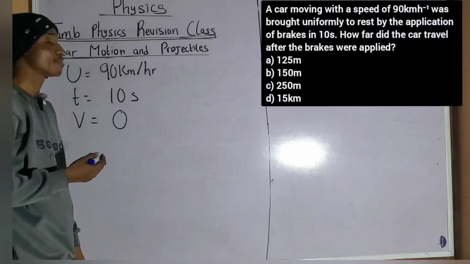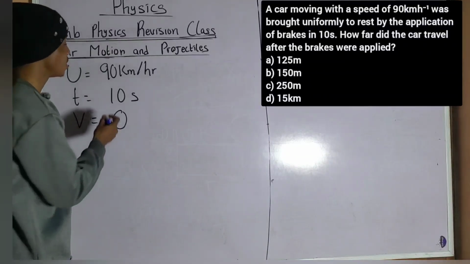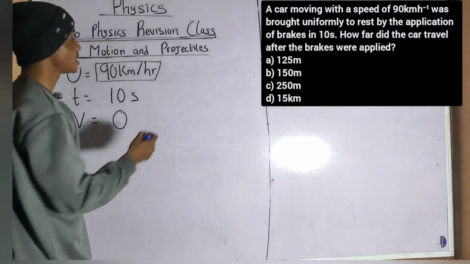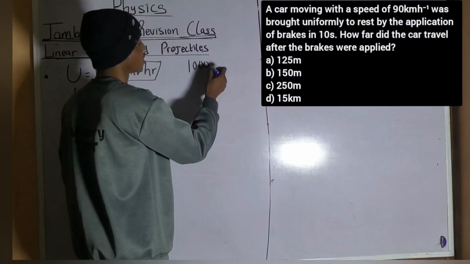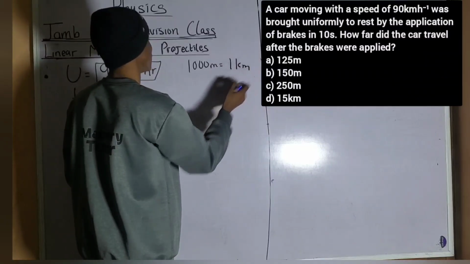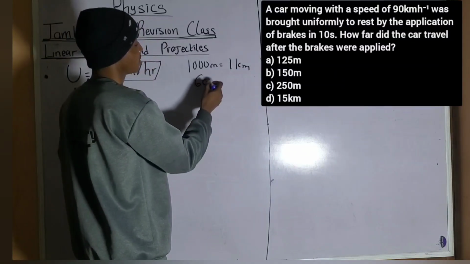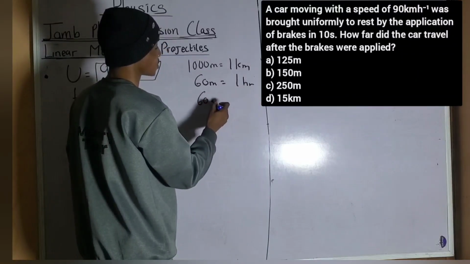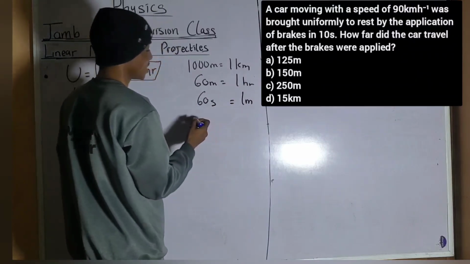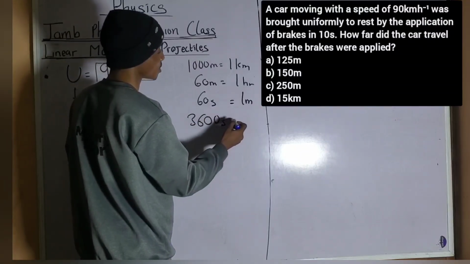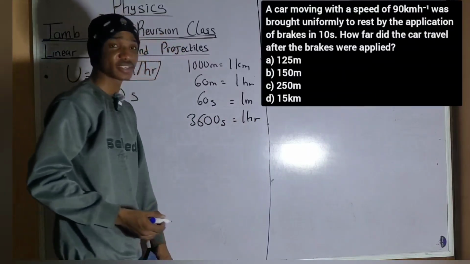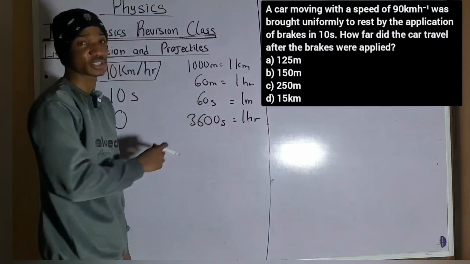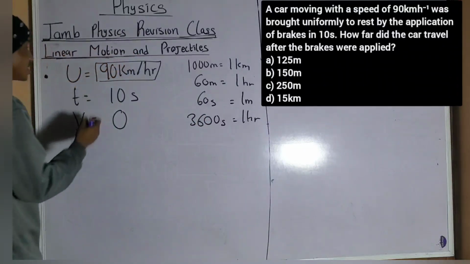So now, before we can proceed with the calculation, we need to change this to meter per second. Now, don't forget that 1,000 meter equals 1 kilometer. And 60 minutes equals 1 hour, and 60 seconds equals 1 minute. That means that 3,600 seconds equals 1 hour, because if you take the product of 60 and 60, you're going to have 3,600. So let us convert 90 kilometer.